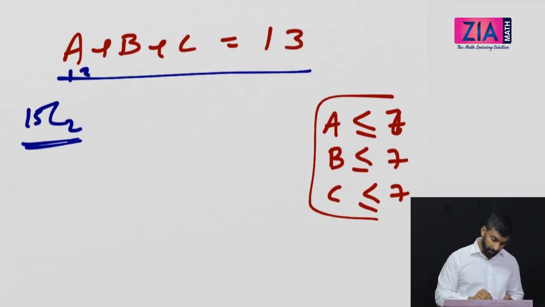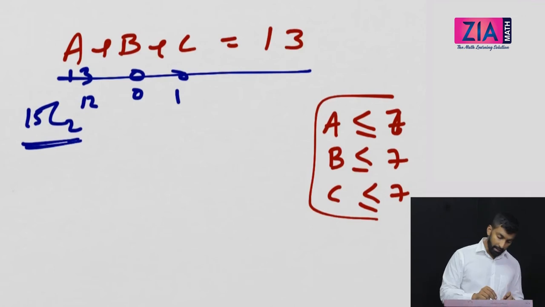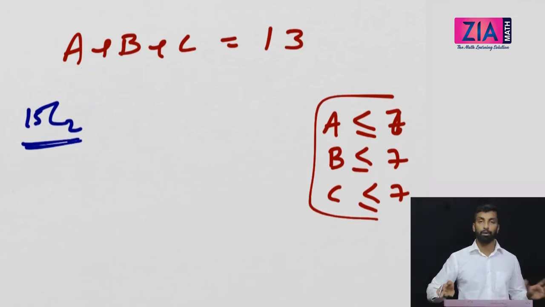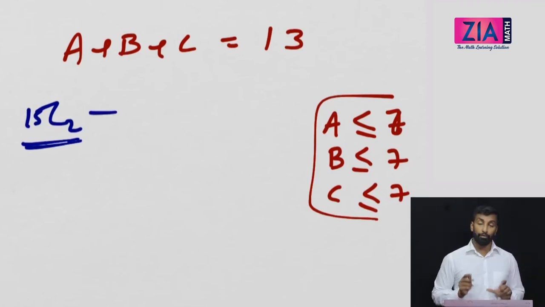So these possibilities, (13, 0, 0), (12, 0, 1), etc., are included, right? So you know how many ways you can distribute 13 chocolates to all the people. Now, if you subtract the cases where A, B, or C is getting more than 7 chocolates, you will get the answer for this question.